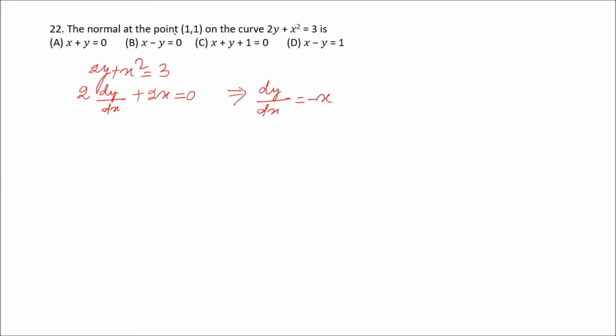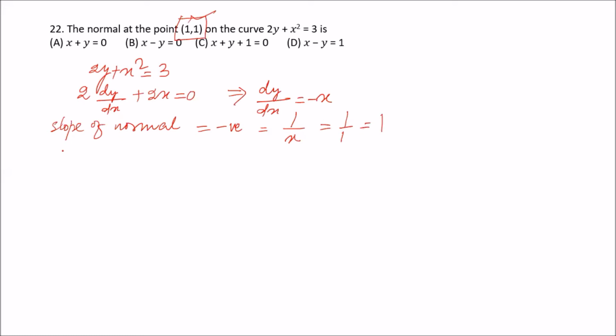Now at this point, first I can find the slope of the normal. Slope of normal is equal to the negative reciprocal of dy by dx. So this will be 1 by x. Now how much is x here? X is 1. So it will be 1 by 1, because I have to get it at this particular point 1, 1. So the slope of the normal is 1.